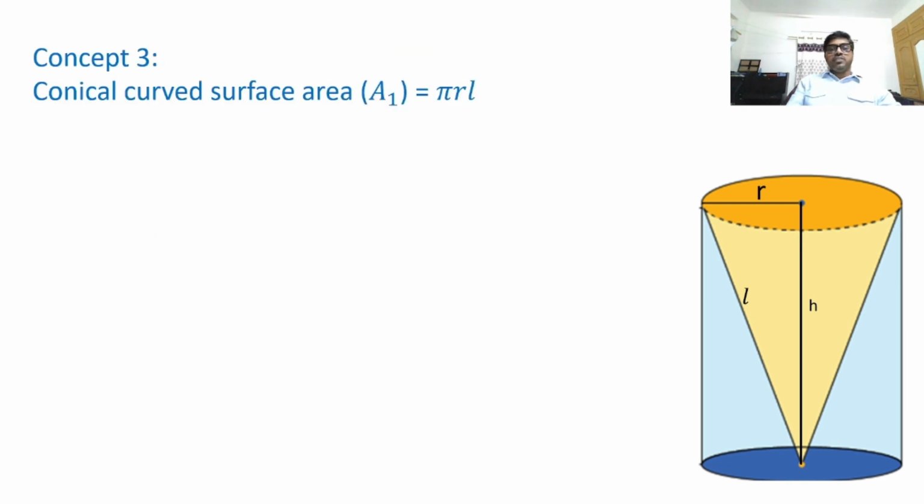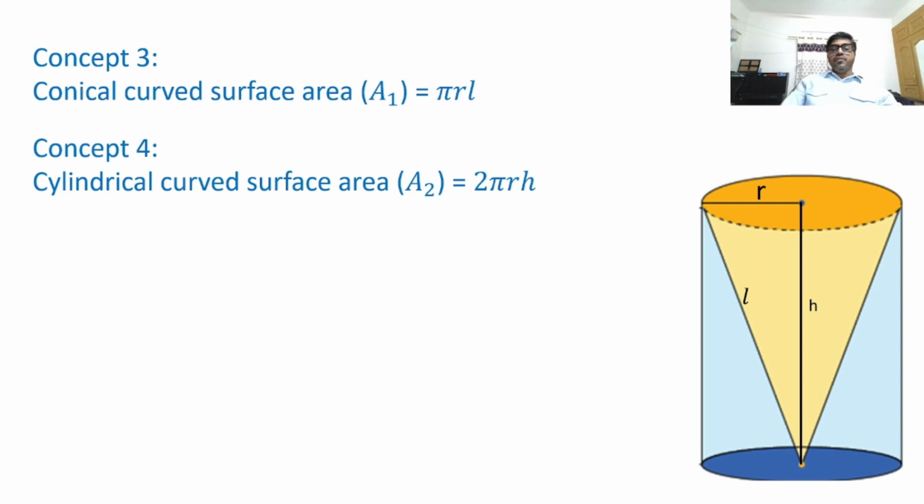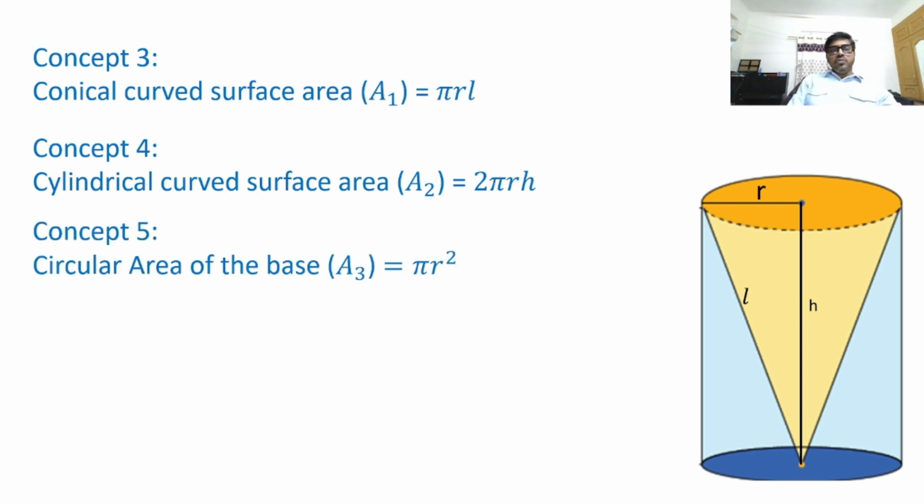Now let's go to the next concept. Now let's calculate the internal area and outer area. Conical surface area, the interior area, that is pi R L. And L we have calculated, R is given as 3. Let's call it A1. And then we have the outer surface area, which is the cylindrical curved surface area, which is 2 pi R H, 2 pi R into height. Let's call it A2. And then finally the base area, which is circular area, which is pi R squared.